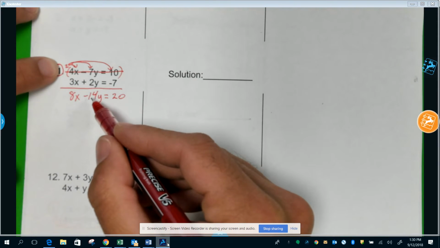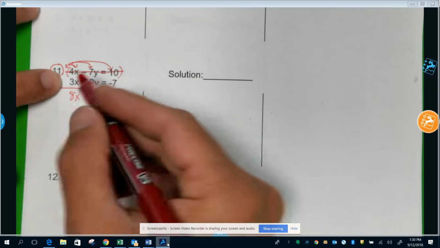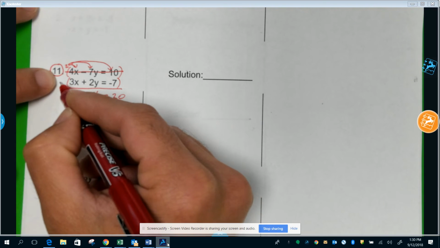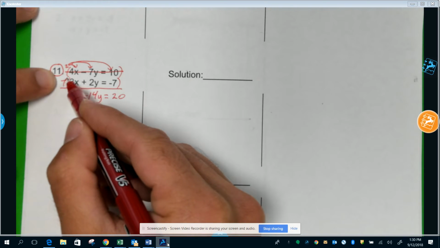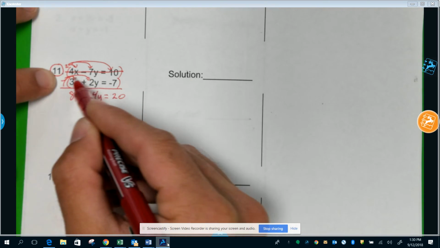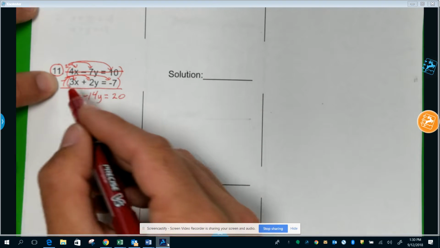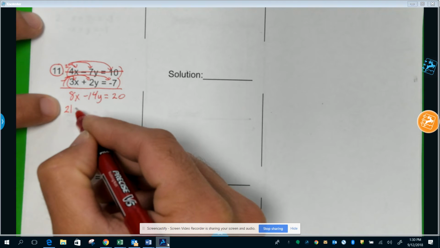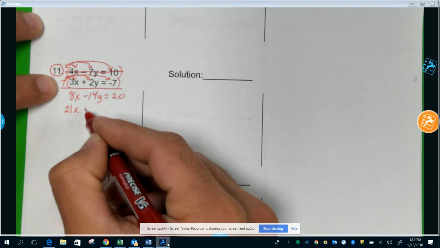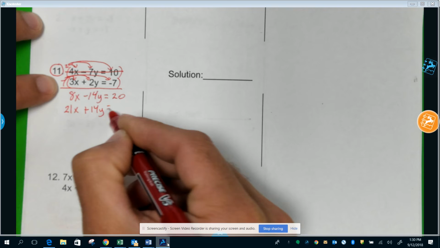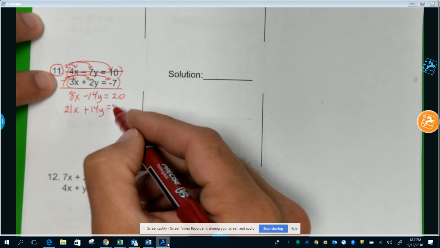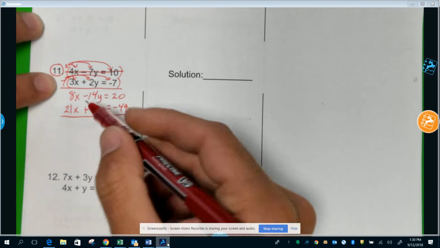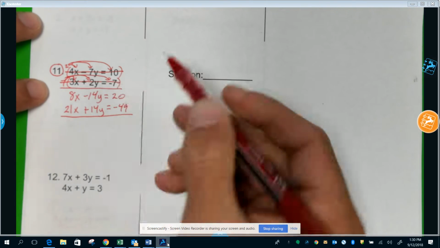Well, if this is a negative 14, then I need my bottom equation to turn into a positive 14. Well, how am I going to turn 2y into a 14? I've got to multiply by 7. So I've got to multiply everything in this equation by 7. 7 times 3x, and I'm going to write it down here at the bottom, 21x. 7 times 2y is positive 14y. And on the right-hand side of the equal, 7 times negative 7 is negative 49. Now, I'm going to get rid of that equation.